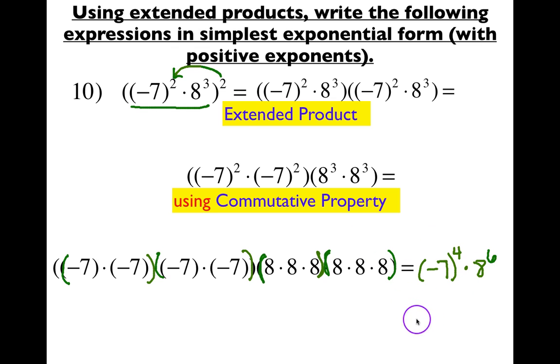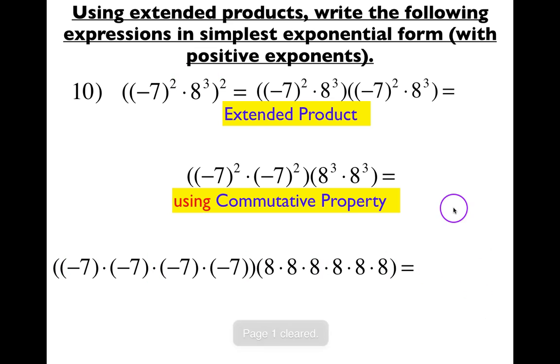So a common mistake might be some students will write it like this. This means something different. This means negative 7 to the 4th power. This means the opposite of 7 to the 4th power. So this will be wrong. So make sure if your base is negative, you include parentheses.